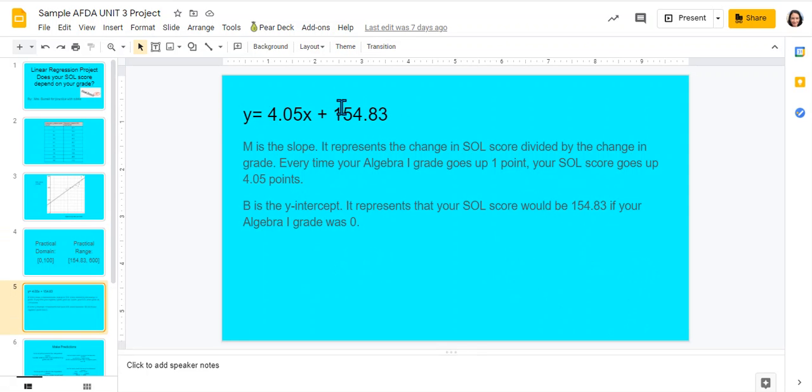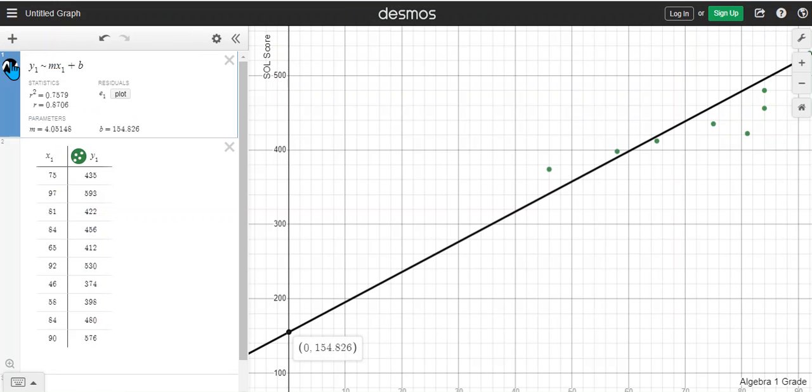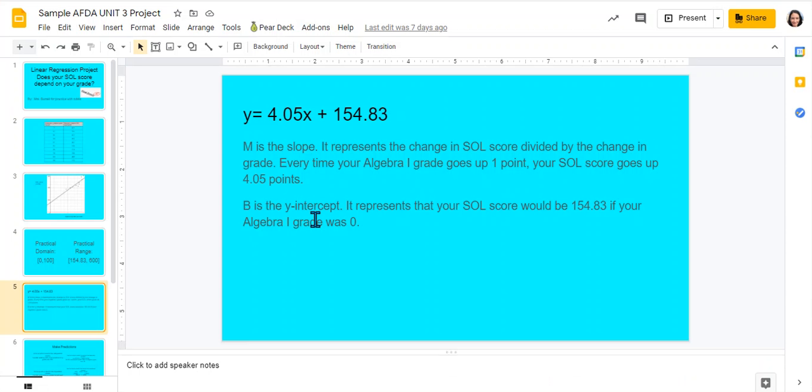Here's where you write the equation. Remember that the equation of a line is y equals mx plus b. Instead of the m, I put 4.05. I got that number in Desmos when I did my regression. Down here, I got m equals 4.05. I also got b equals 154.8, and I put that here.